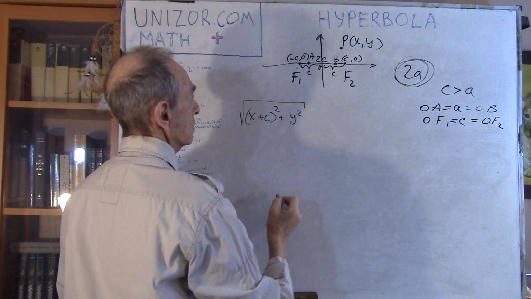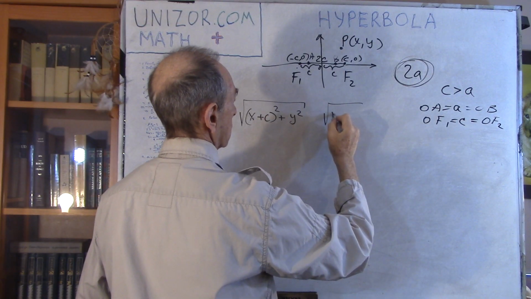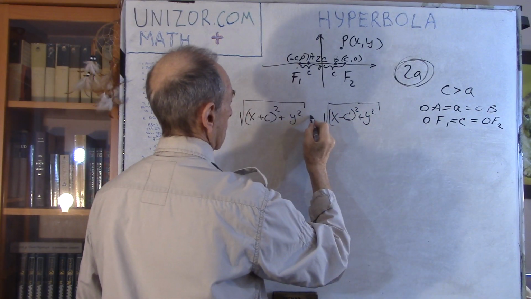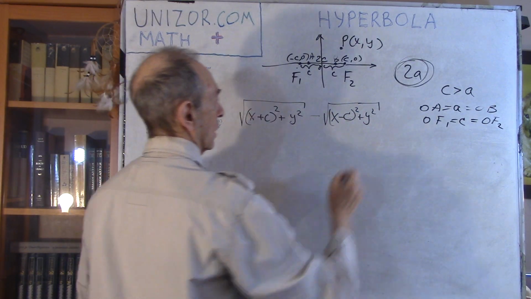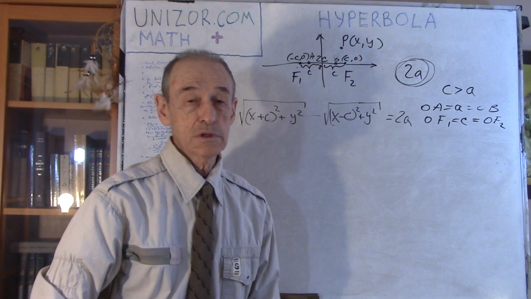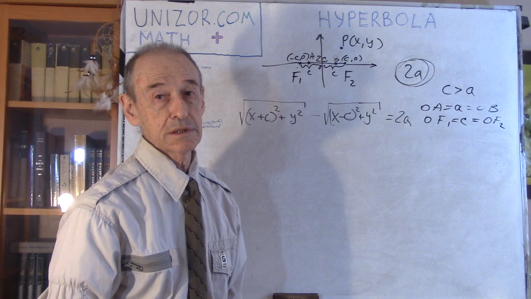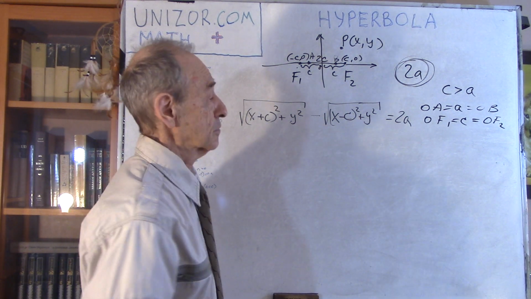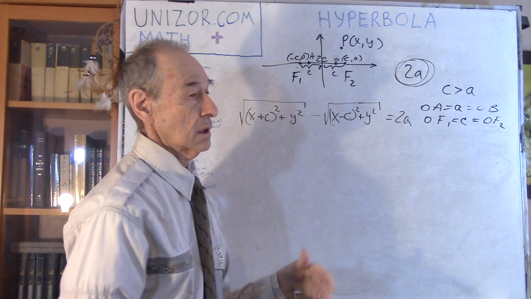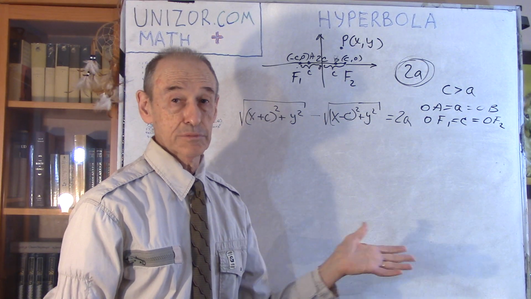The distance to point F2 would be the square root of (x minus c) squared plus y squared. And if we subtract one from another, we should get 2a. Well, that's it. That's the equation in Cartesian coordinates. Problem is, well, it's kind of ugly. These square roots, nobody likes them, obviously. But as in the case of ellipse, there are certain transformations of this particular equation to a simpler form.